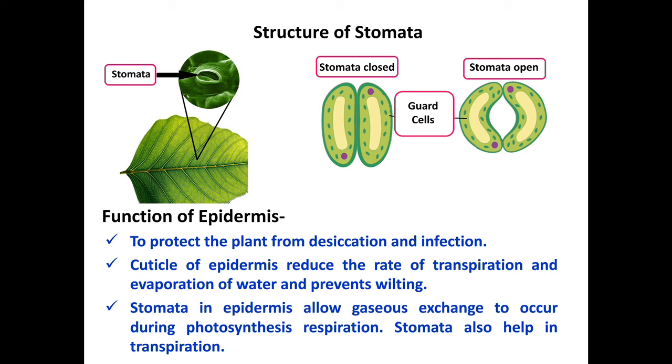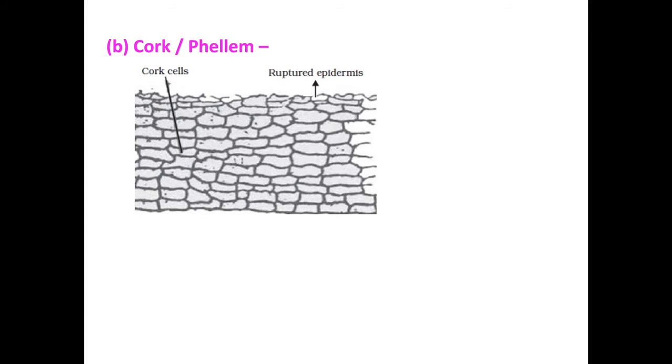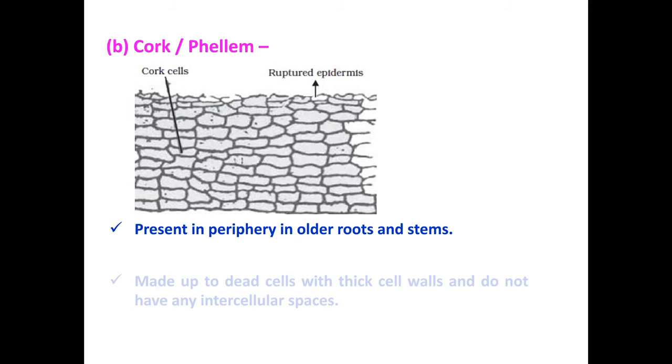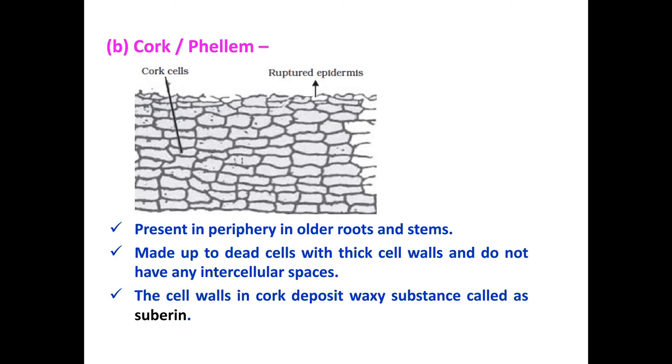Now students, let's know about another type of protective tissue known as cork or phellem. Students, in older roots and stems, tissues at the periphery become cork cells or phellem, which are dead cells with thick walls and do not have any intercellular space. Students, the cell wall in the cork has deposition of a waxy substance known as suberin, due to which the cells of cork become impermeable to water and gases.